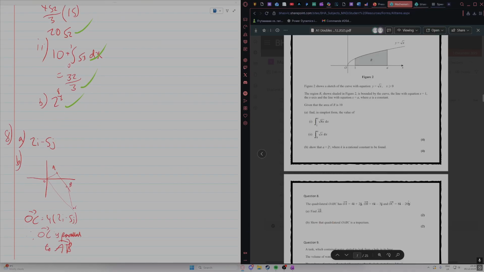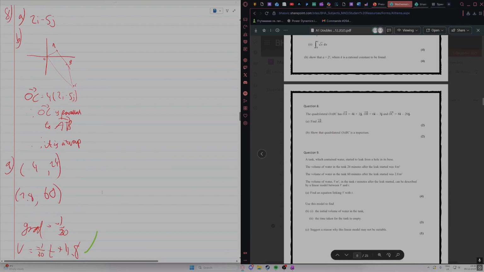Next we have some vectors. Finding AB, just, what do I say here? Show that it's a trapezium. Well, that means that AB and OC, you see from this diagram, are parallel, because that's what makes a trapezium. So you should show that OC is a scalar multiple of AB, which means that they're parallel, which means it's a trapezium.